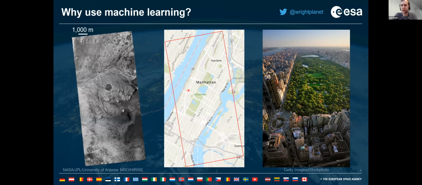Why would you want to rely on a machine, particularly a machine that maybe you don't fully understand? So the problem we're faced with here is the scale, the amount of data we have and the resolution of the data we have. So I think by now you should be familiar with HiRISE image data sets for Mars.